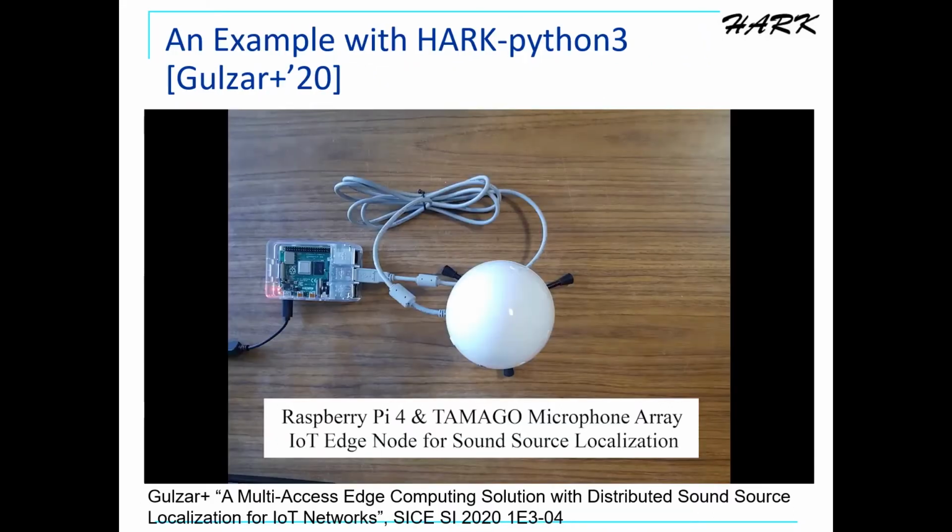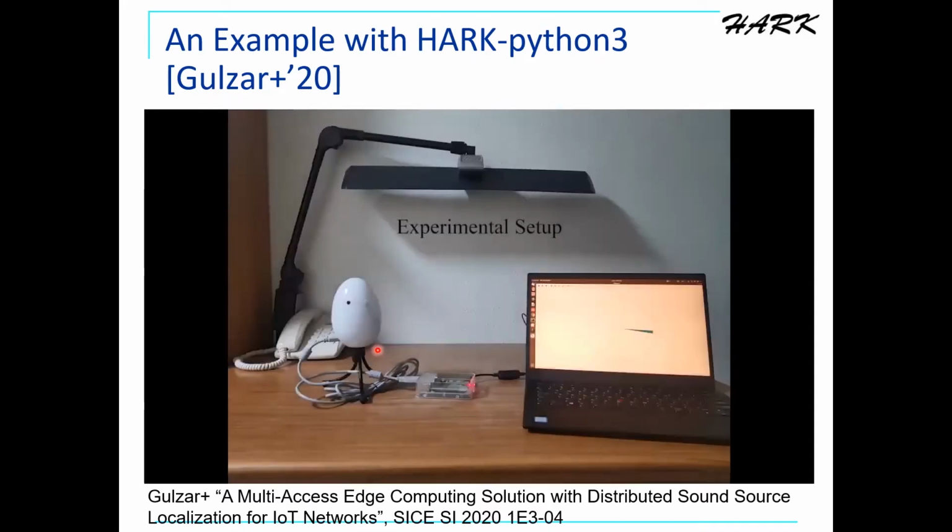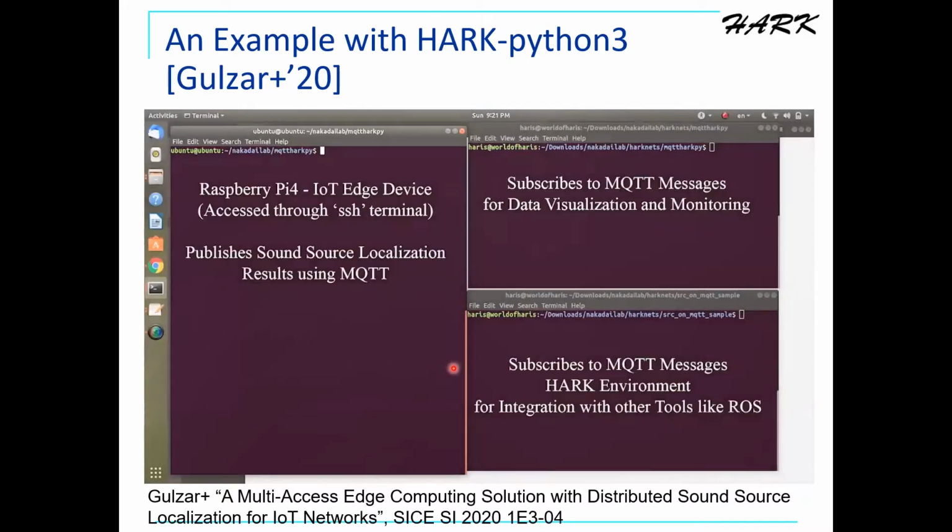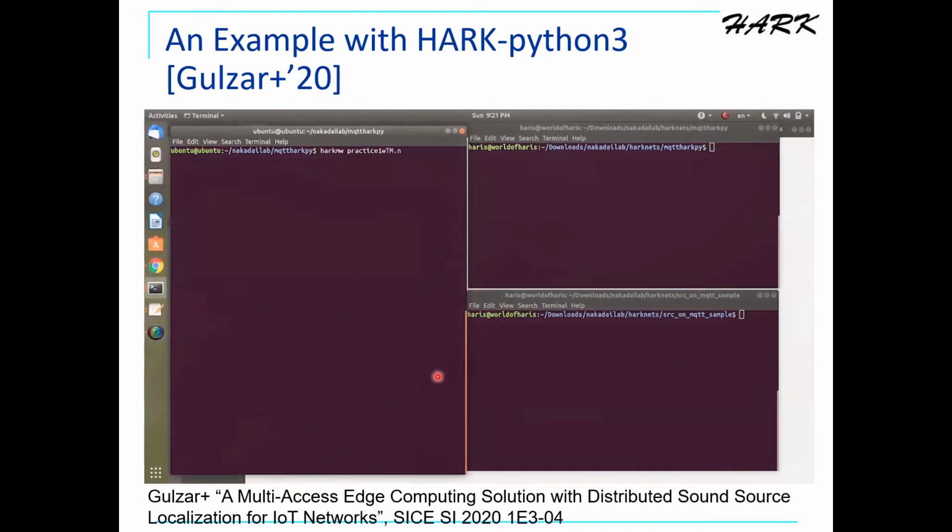I would like to show you an example of distributed processing using HarkPython3, which was recently published. So a Raspberry Pi here and Tamago are connected via USB like this. So this is regarded as an IoT device. And it communicates with a PC here via wireless communication. Sound capturing and source localization is running on the Raspberry Pi here.